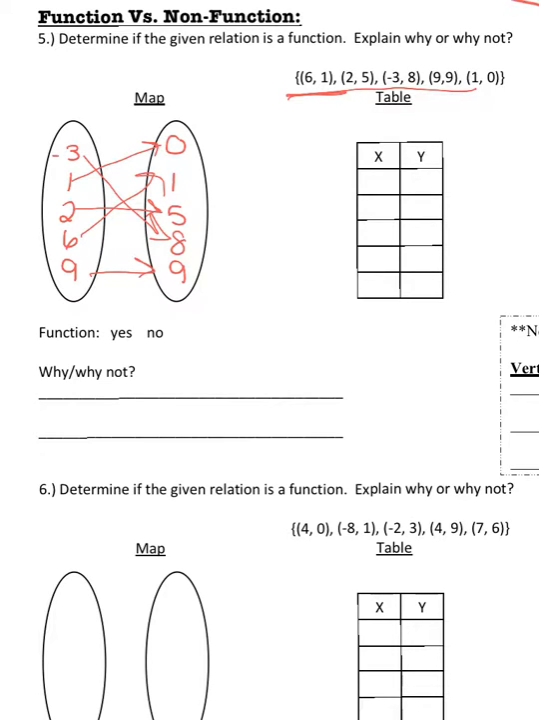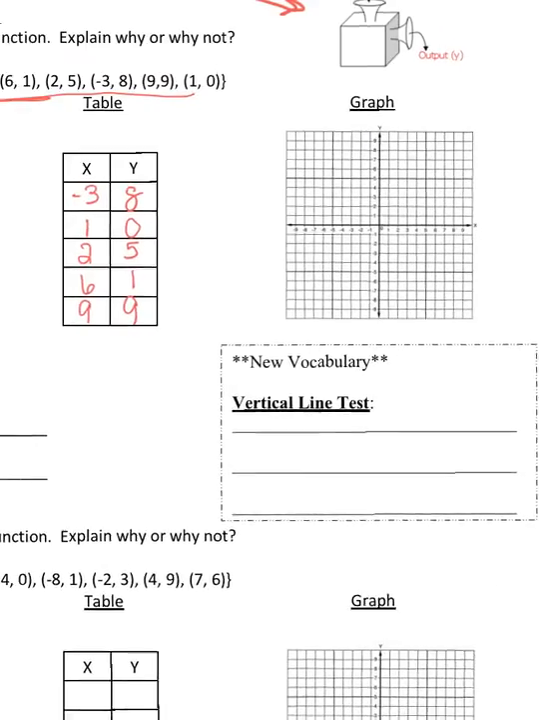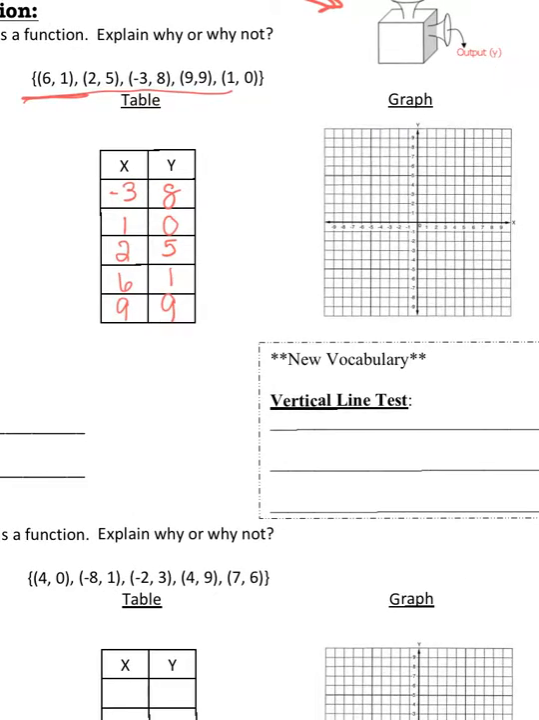So I'm also going to fill out the table. I've got -3, 1, 2, 6, and 9. And then again, I know -3 is paired with 8, 1 is with 0, 2 is with 5, 6 is with 1, and 9 is with 9. And finally, our graph. Okay, so I've got 6 and 1, 2 and 5, -3 and 8, 9 and 9, and then 1 and 0.